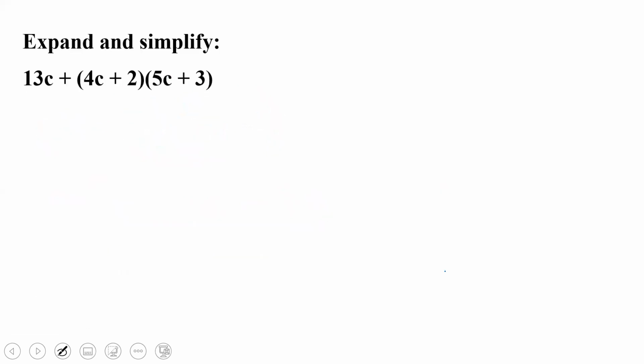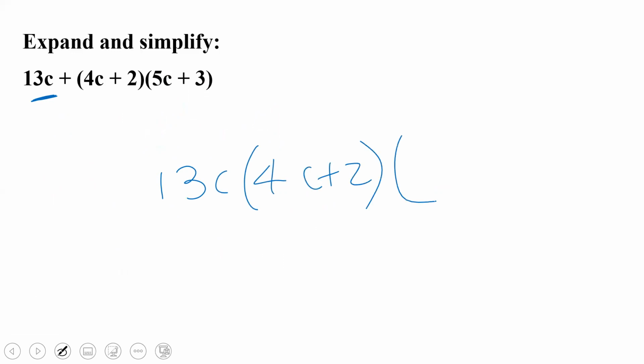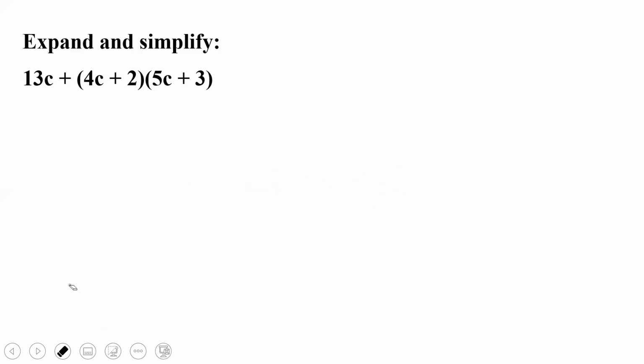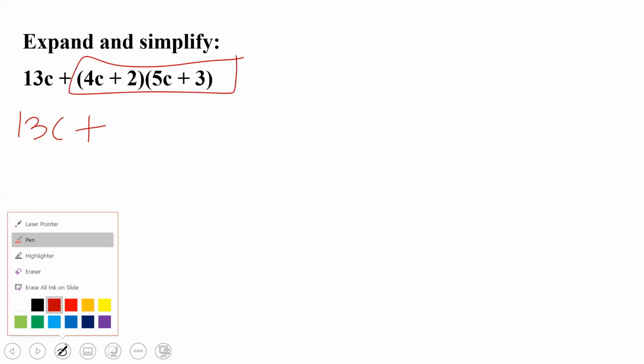All right, we're coming down. Here we go. Be careful. Ensure that you do not mistake this 13c to mean that it is being multiplied by what's in the bracket. No, if it were being multiplied by what's in the bracket, it would look like this. But please ensure that we do not make that mistake. So this is 13c plus whatever this works out to be. I'm going to put it in a different ink. All right, let's go.